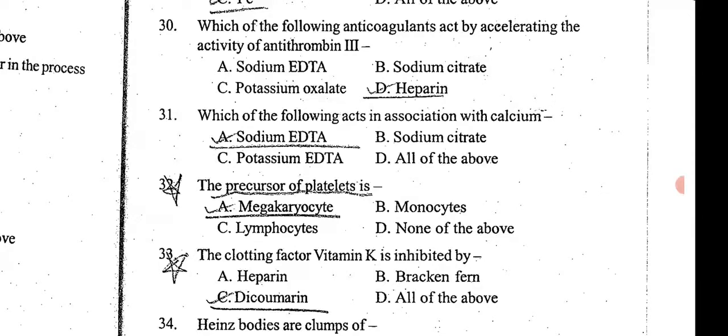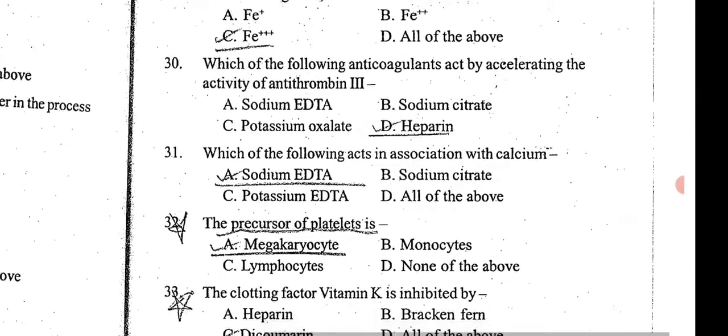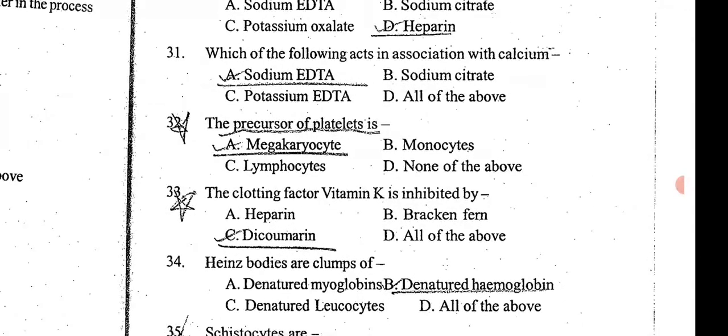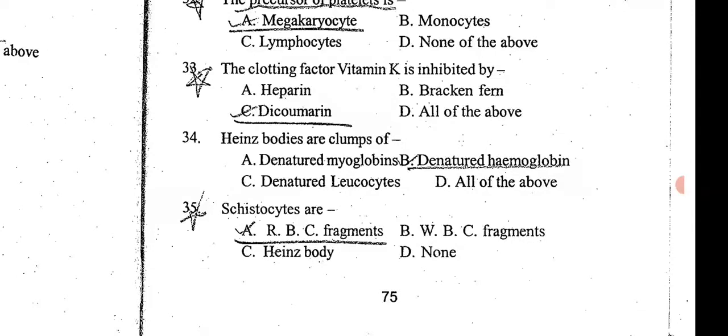Sodium EDTA binds calcium, so blood cannot clot, and heparin activates antithrombin 3. Two anticoagulants: EDTA and heparin. Heparin accelerates antithrombin 3 activity, whereas sodium EDTA binds calcium. And iron Fe+3 is methemoglobin, and the clotting factor vitamin K is inhibited by decoumarin. Decoumarin inhibits vitamin K.